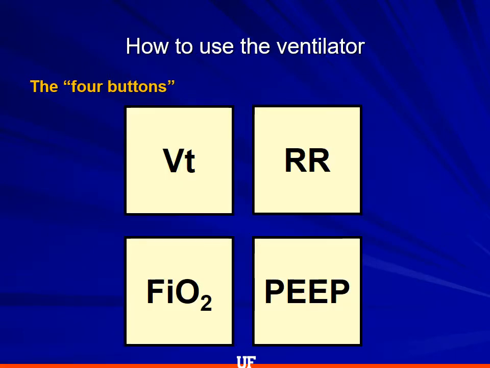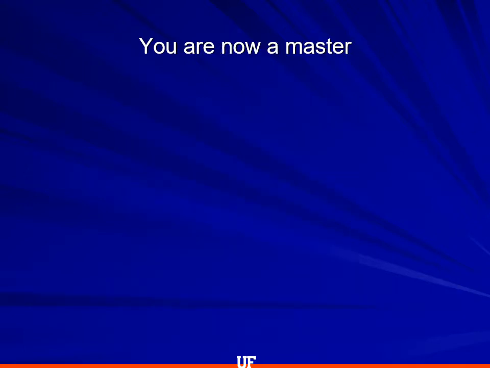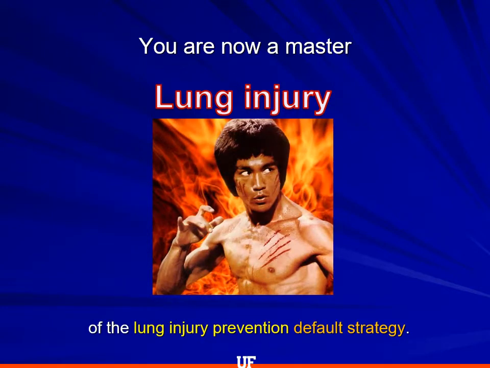So those are the critical 4 buttons you have to get right on the vent. To recap, tidal volume does lung protection, picking a low and appropriate number and keeping it there. Respiratory rate controls your ventilation, going up or down and targeting it to your end-tidal CO2. FiO2 does oxygenation, and PEEP facilitates that oxygenation by keeping the lungs open a little bit at the end of exhalation. You are now a master of the lung injury prevention ventilator strategy.